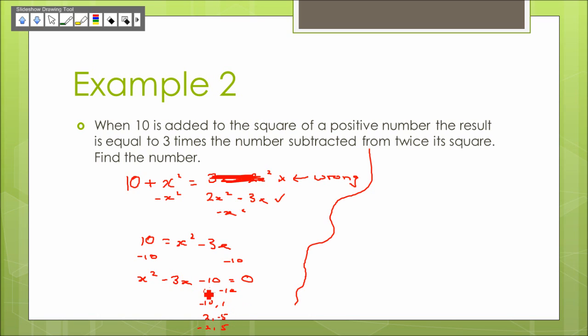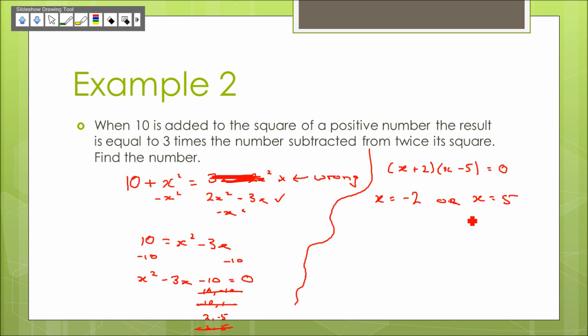Okay, so looking at these, that's out. That's out. 2 and minus 5, yes, that adds together to be minus 3. So that means our factorizing becomes x plus 2, x minus 5 equals 0. So that means either x could be minus 2 or it could be the number 5.